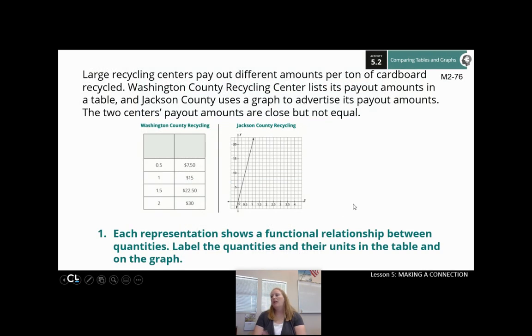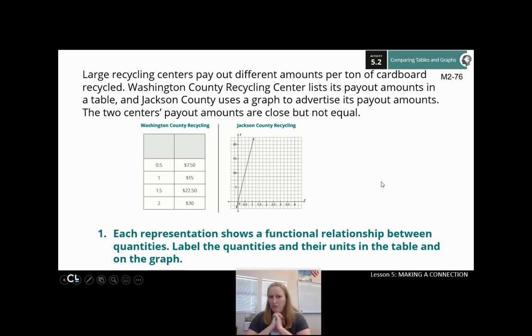So we're going to do this a step at a time. Each representation, the table and the graph, shows a functional relationship between our quantities. So what I'd like you to do is to label the quantities and their units in the table and on the graph. So what does this column represent? What does this column represent? And same thing here. What does your x-axis represent? What does your y-axis represent?